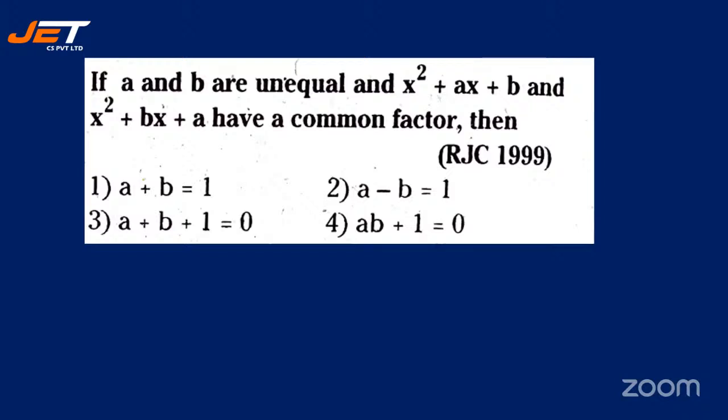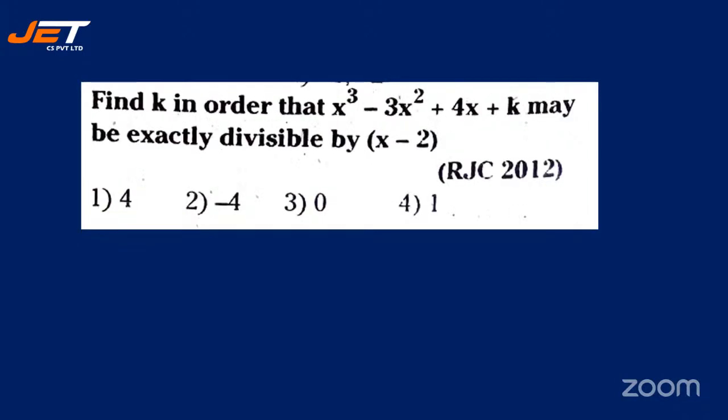If a and b are unequal and ax squared plus x plus b and bx squared plus x plus a have a common factor, then which option is correct? A plus b is 1, a minus b is 1, a plus b plus 1 is 0, ab plus 1 is 0. Quickly, students, we are running out of time actually. The correct answer is option 3, a plus b plus 1 is 0. All right, see the next question.